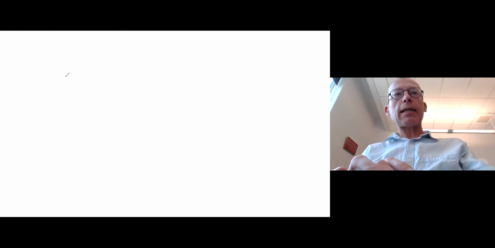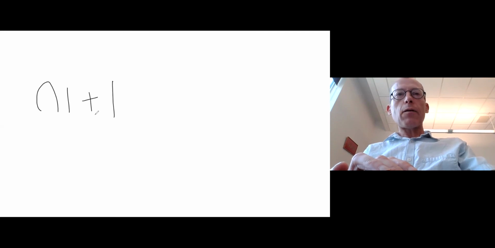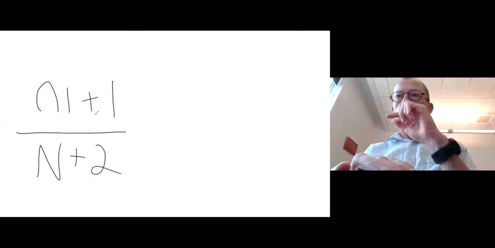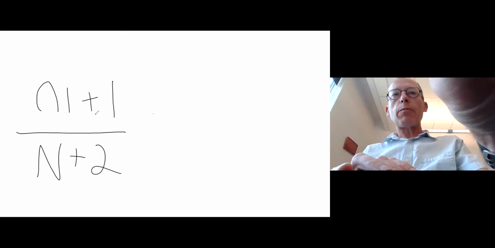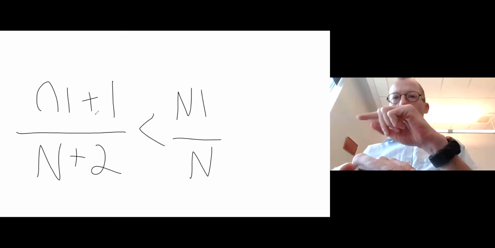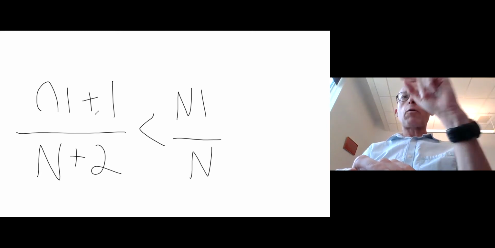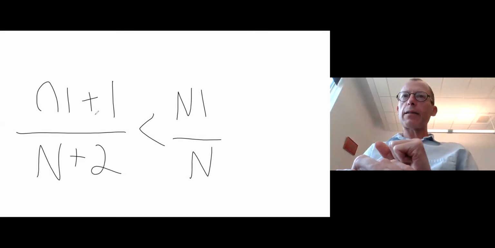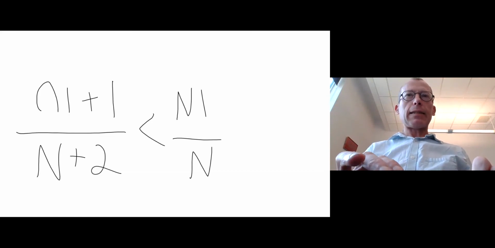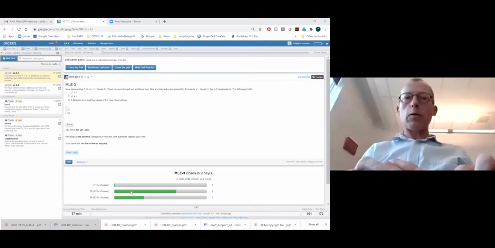In that case, the new probability is (n1 plus 1) over (n plus 2), right? That's the new probability. But if n1 over n is more than 0.6, then this will be less than n1 over n. So if we know that n1 over n is already at least 0.6, this fraction will be less than that. So the answer in this case is 2. They're going to be different, as most of you were able to correctly find.